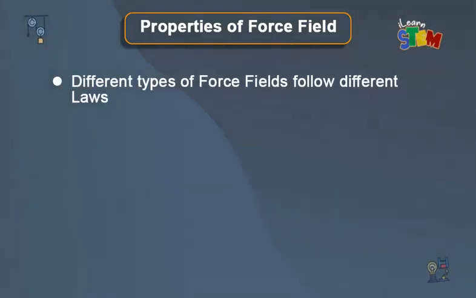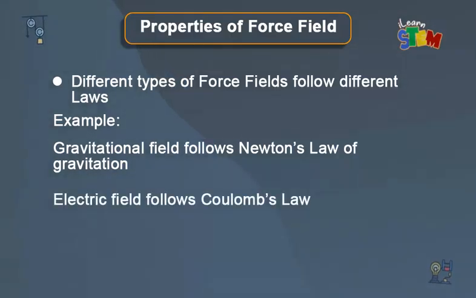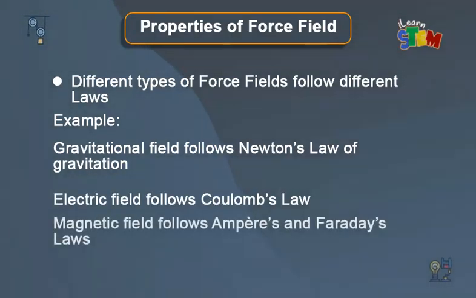Different types of force fields follow different laws. Example. Gravitational field follows Newton's law of gravitation. Electric field follows Coulomb's law. Magnetic field follows Ampere's and Faraday's laws. Good job, students. You are doing great.